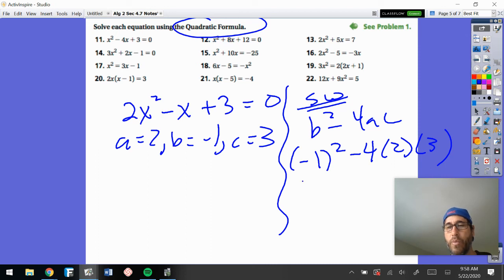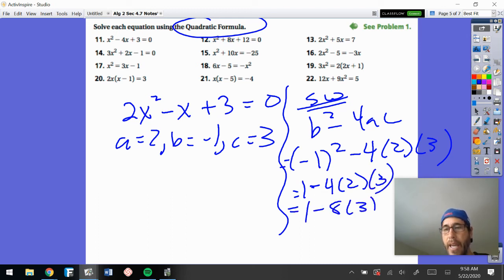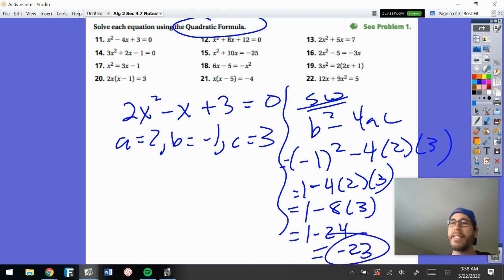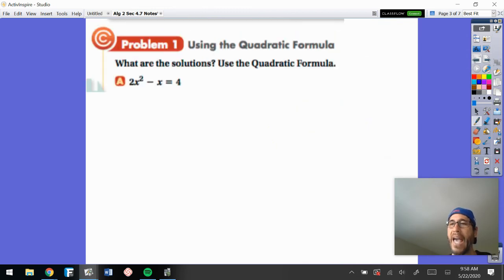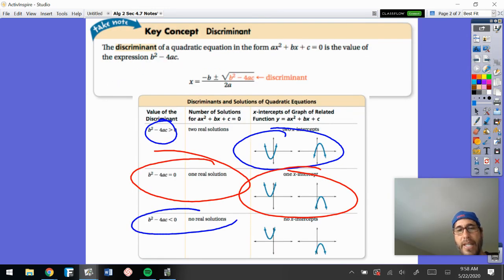Negative 1 squared would be 1. I should have equal signs there. Minus 4 times 2 times 3. 8 times 3 is 24. And that gives me a negative 23. Now let's go back. What did it tell me if I got a discriminant that was negative? It means I would get no solutions.